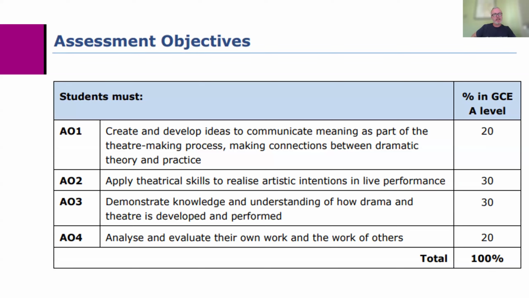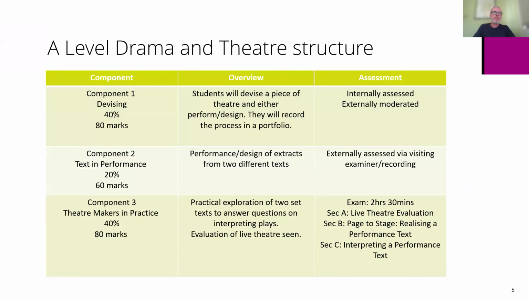Now, the assessment objectives for the A-level, these are all the same across the 4 different exam boards that offer A-level drama and theatre. And there is a 30-70 split between practical and non-practical. So for component 1, which is 40% of the qualification, 25% of it is assessed through practical work. For component 2, it's totally practical, and that's 20% of the qualification. And then component 3 is worth 40% of the qual, and that is the study of 2 set texts and an evaluation of the live theatre. But this is just a brief overview. We'll go into the details in a moment.